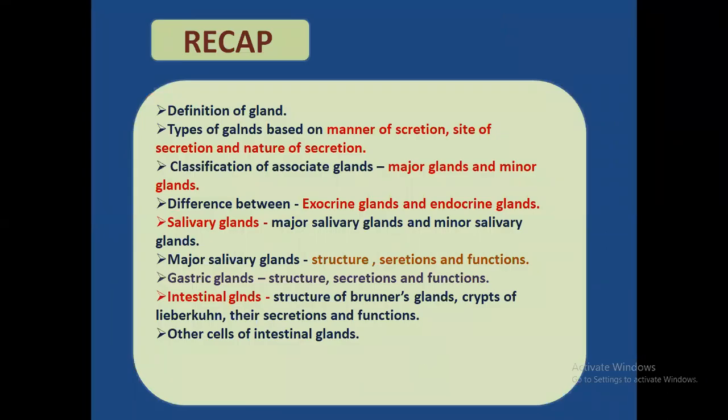Let us recap what we told today. I already told about this in the last class. We already told about gland. Gland is an organ which is useful for the production of some substance, and it has a specific role in the human body. That is called gland. And types of glands we also discussed yesterday: manner of secretion, site of secretion and nature of secretion. And classification of associated glands, major glands and minor glands, mostly salivary glands, we discussed, and the difference between exocrine and endocrine glands. Salivary glands are major salivary glands and minor salivary glands. They are present at different locations, and they are secreting different substances. Their structure is also different. So yesterday I gave some assignment on this.